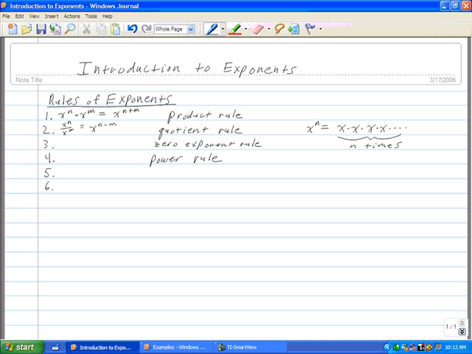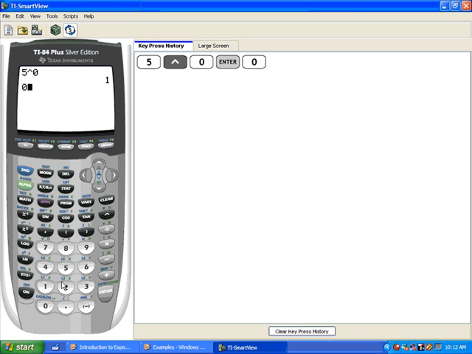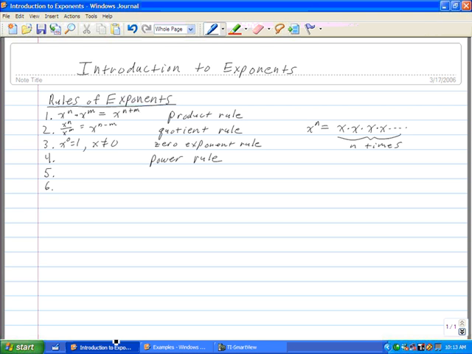Let's see. X to the 0 power equals 1, x not equal to 0 itself. Because 0 to the 0 power is going to be, let's see what the calculator has to say about it. I believe it's going to say error. Okay, it says error because 0 to the 0 power is undefined. That's why we got that error message.